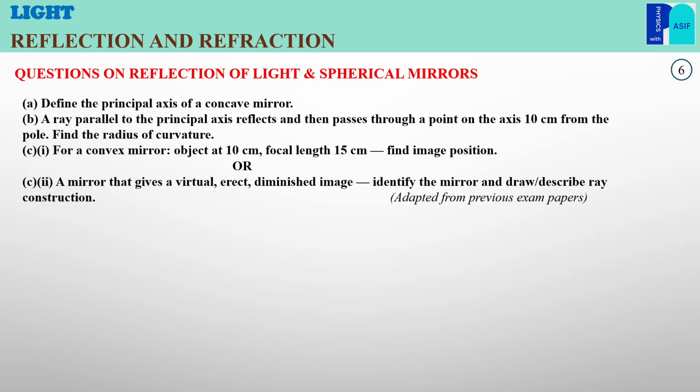Next question: define the principal axis of a concave mirror. Whether it is a concave mirror or a convex mirror, the principal axis is defined as a straight line that is passing through the pole and the center of curvature of the spherical mirror.